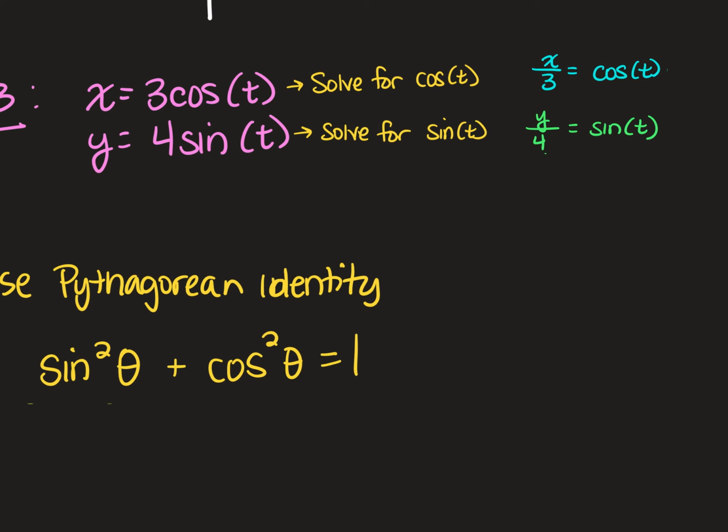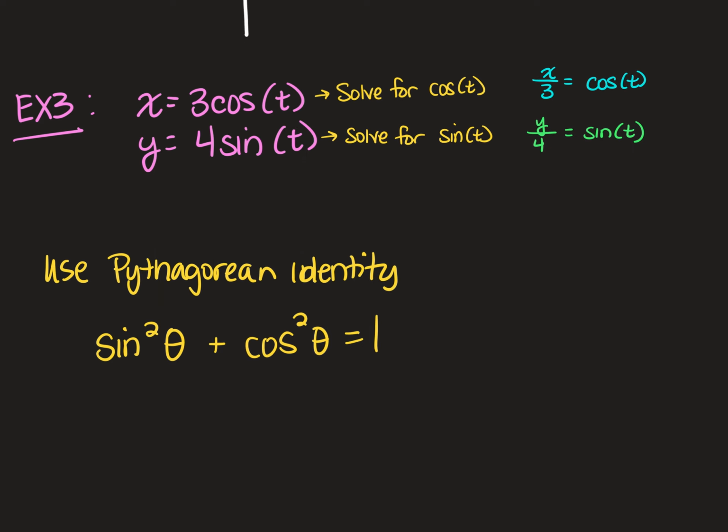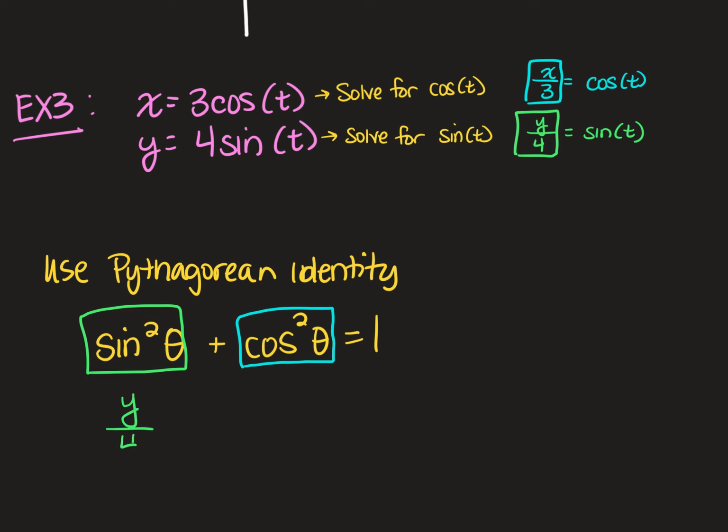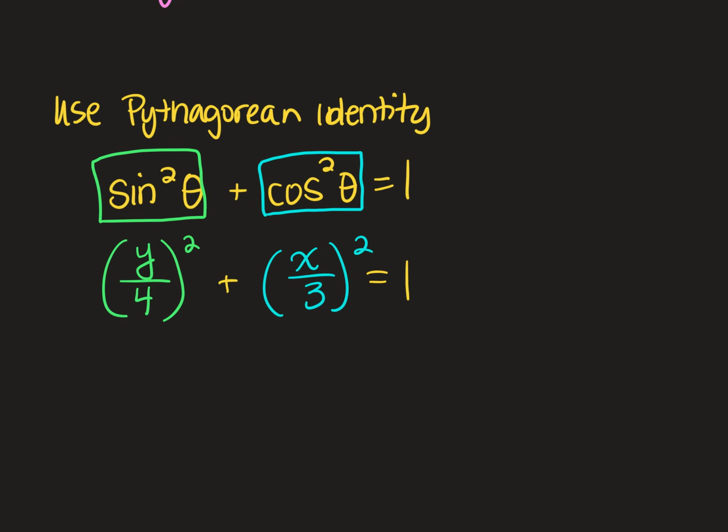Now what's great about that is that I now have an expression that I can plug in whenever I see cosine, which I just so happen to see here. And then I also have an expression that I can plug in whenever I see sine, again, which I have here. So let's do a little bit of replacing here. Where I see sine, I'm going to replace it with y over 4. So instead of sine squared, I'm going to have y over 4 squared plus, instead of cosine, I'm going to plug in x over 3. And then that is equal to 1. What I end up with is my rectangular equation. So this guy is my rectangular equation.